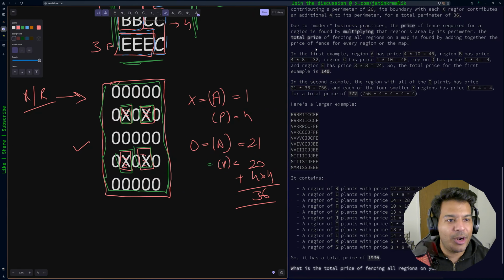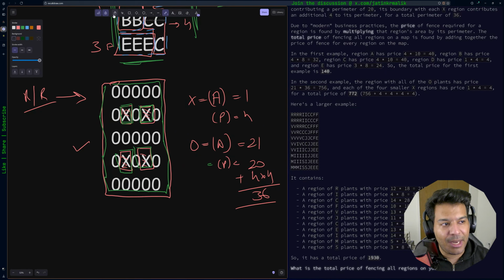So now, due to modern business practices, the price of fence required for our region is found by multiplying that region's area by its perimeter. Okay. The total price of fencing all the regions on a map is found by adding together the price of fence for every region on the map.